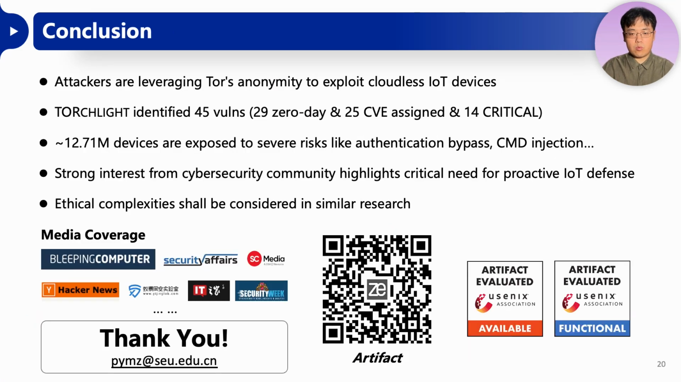In conclusion, our work provides the first clear evidence that attackers are leveraging Tor's anonymity to exploit cloudless IoT devices. Our tool, TORCHLIGHT, identified 45 vulnerabilities, including 29 zero-day exploitation and 25 CVEs assigned. Around 12 million devices are exposed to severe risks like authentication bypass and command injection. Strong interest from the cybersecurity community highlights a critical need for proactive IoT defense, and ethical complexity shall be considered in similar research. This is the end of my presentation, and thank you.